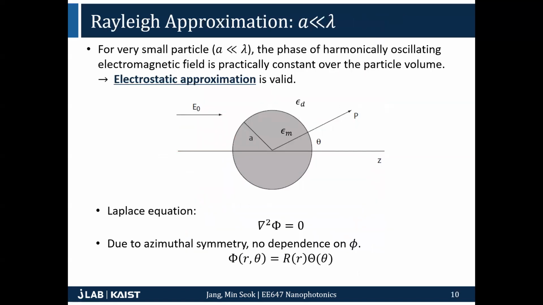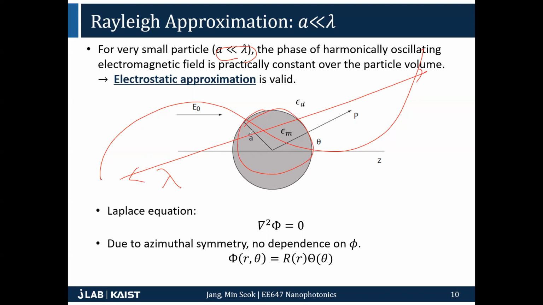So for very, very small particles, the phase of the harmonically oscillating electromagnetic wave is practically constant over the particle volume. So what I mean is that because the wavelength is much, much larger than the particle, we can just ignore the phase difference within the particle, right? Because lambda is large and your particle is small. So the phase difference inside your particle is very negligible.